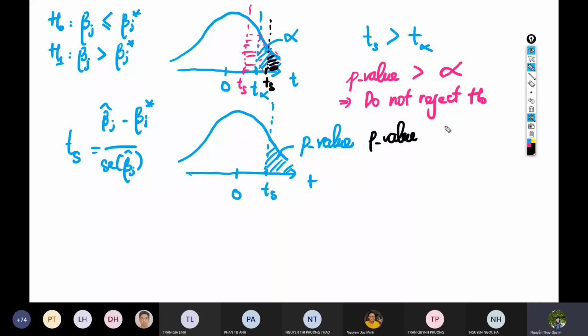P-value is smaller than alpha, and in this case, we reject H0. You see the same decision rule as in the two-sided test. As long as the p-value is smaller than the level of significance alpha, then we can reject the null hypothesis. And you can see the same for this one-sided test.